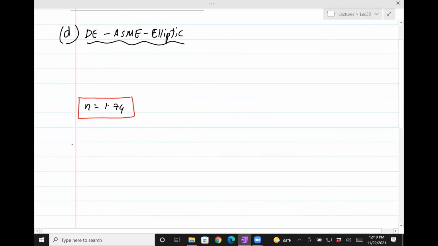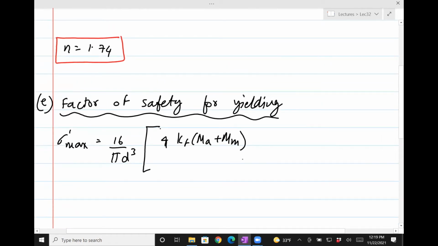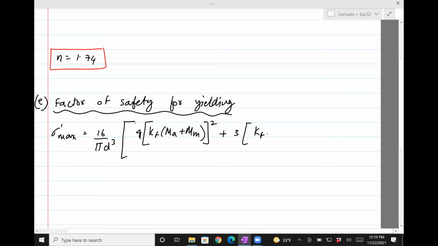And then the last one, which is not fatigue, it's the yield, factor of safety for yield. Okay, for that, what I need to do is I need to find the von Mises stress, sigma prime, it's 16 over pi d cubed times the square root of (4 Kf Ma) squared, plus 3 (Kfs Ta plus Tm) squared. And then this bracket ends here.